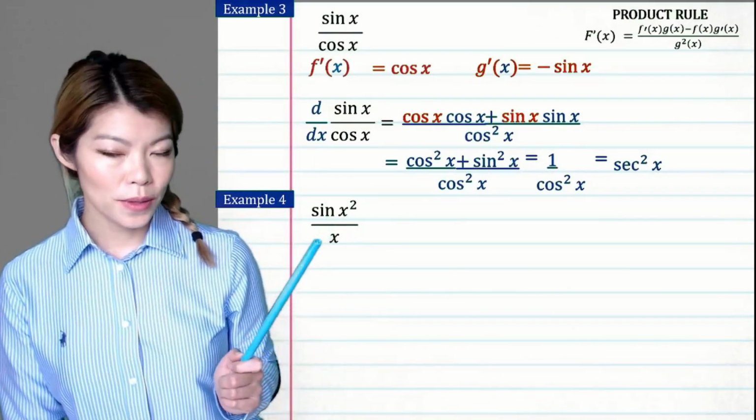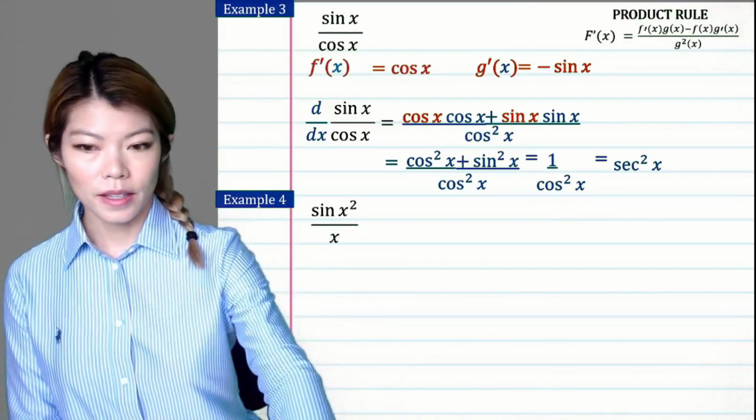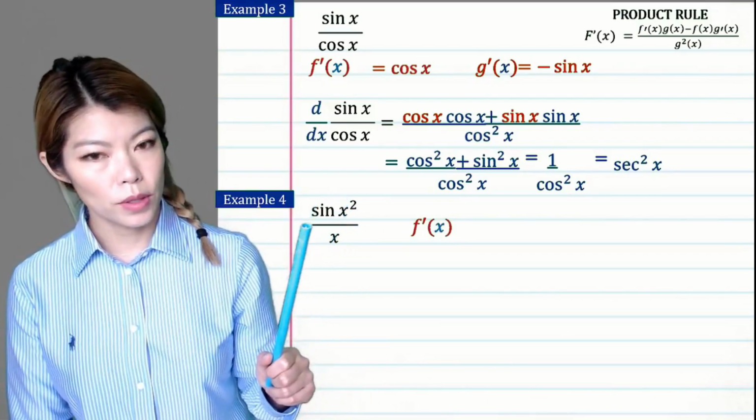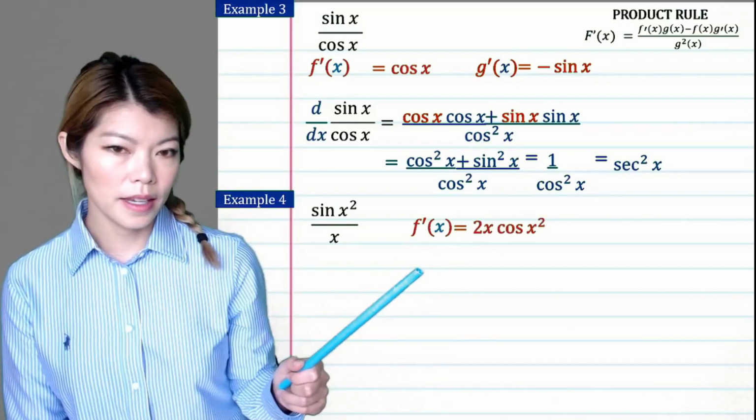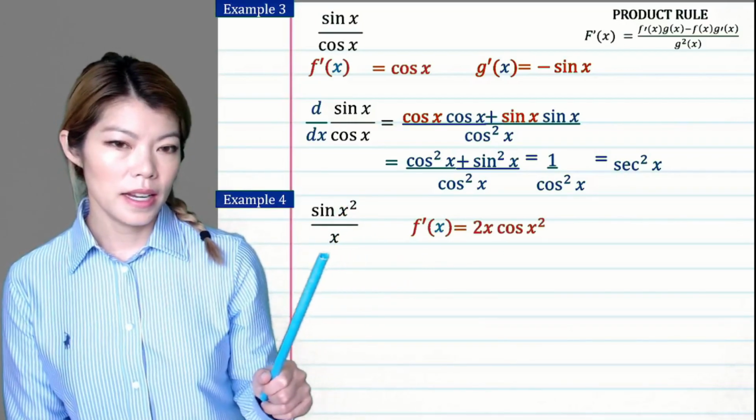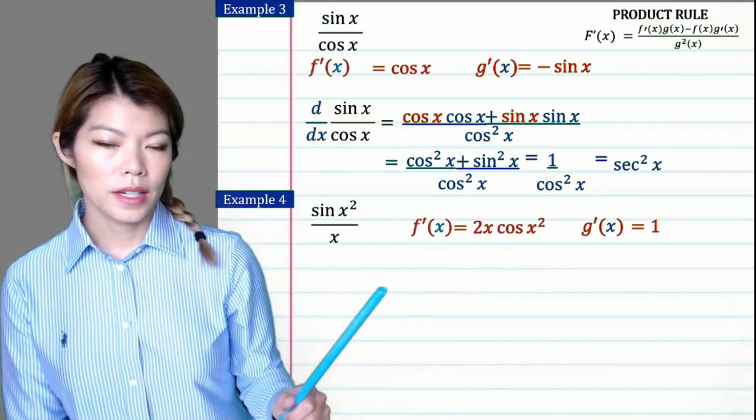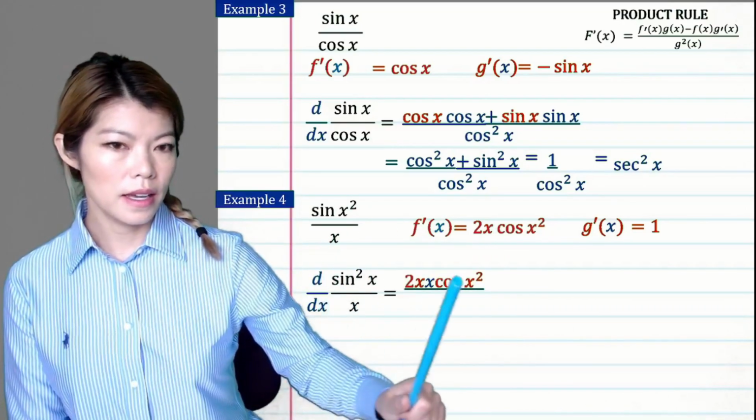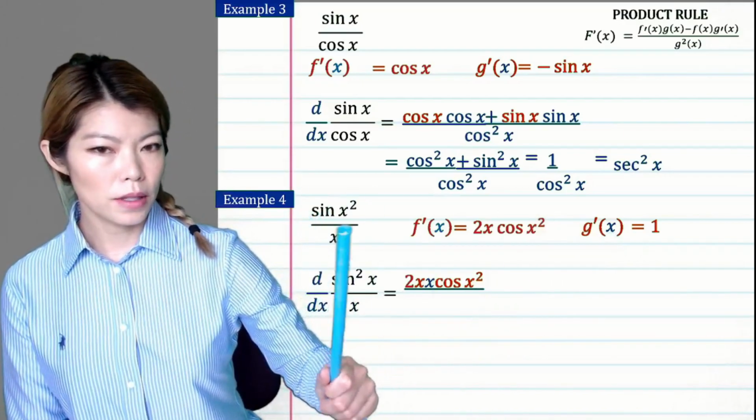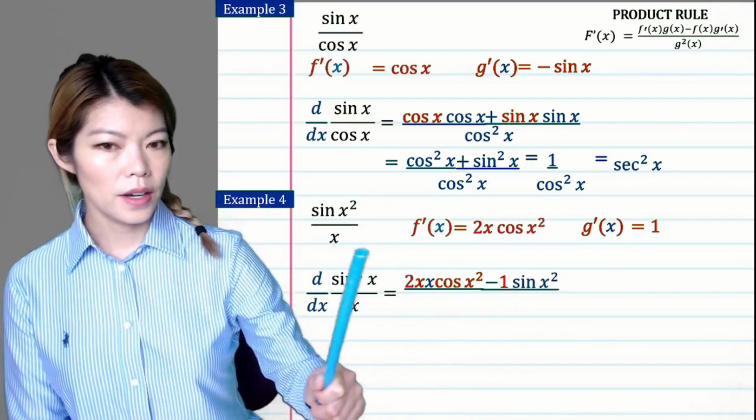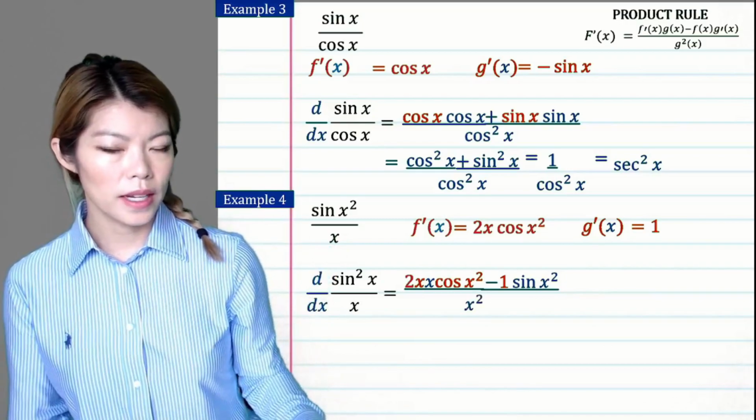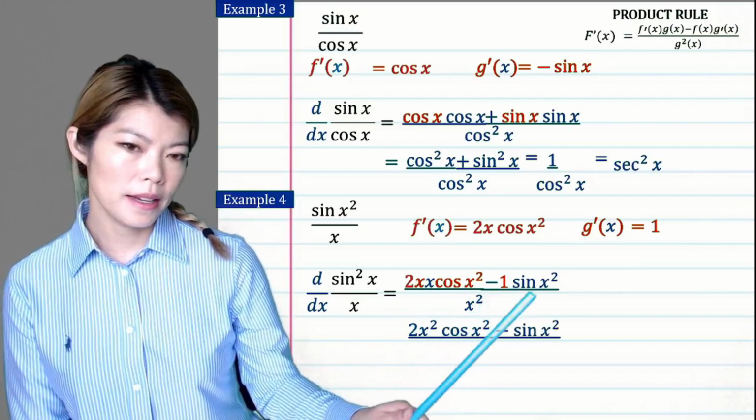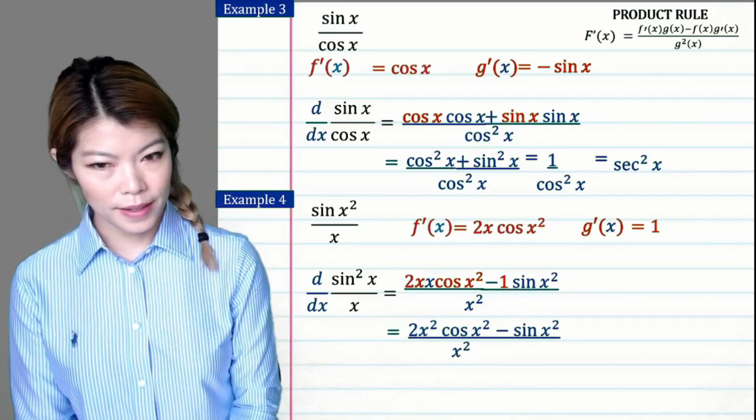Let's derive sin x squared over x. So sin x squared, using the chain rule, we have x squared becomes 2x and sin becomes cos of whatever's in there. And then x just becomes 1. So now the derivative of the whole thing is that times the bottom part, so x, and then that times the top part with a minus at the front over the denominator squared, x squared. So simplifying, we have 2x squared cos x squared minus sin x squared over x squared.